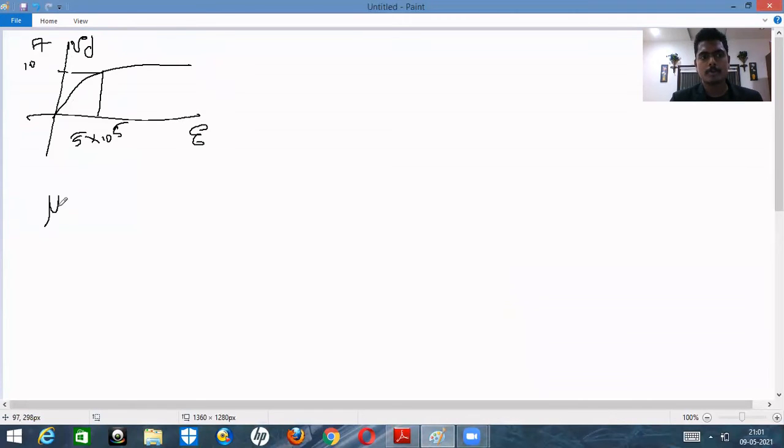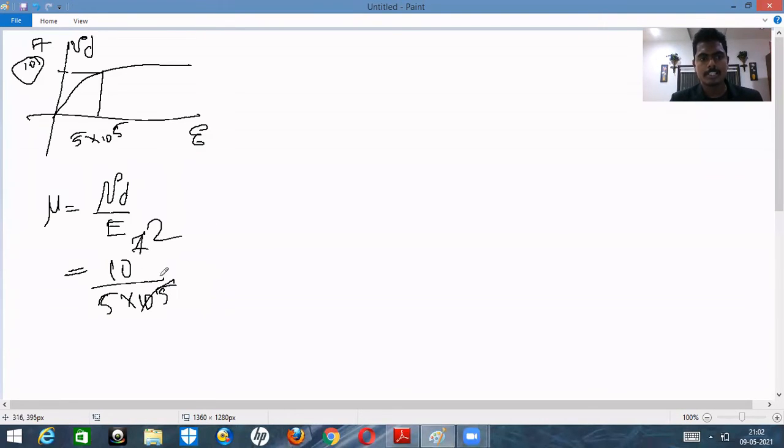And we can easily find the mobility. What is the value of mobility? Mobility is nothing but drift velocity by electric field intensity. Drift velocity is 10 power 7, at an electric field intensity of 5 into 10 power 5. So if we cancel this, you will get 10 power 7 upon 10 square, and 1 by 5 is 0.2 into 10 square.